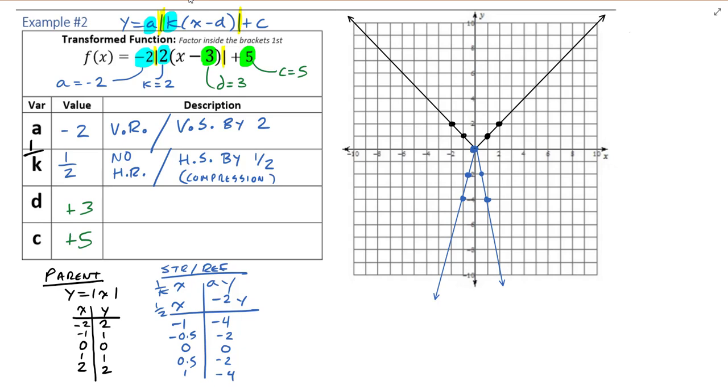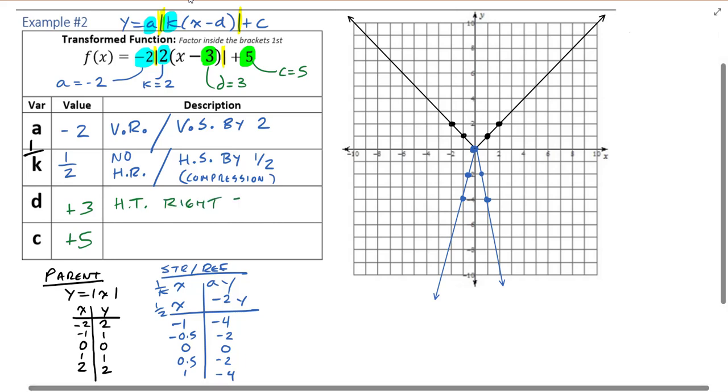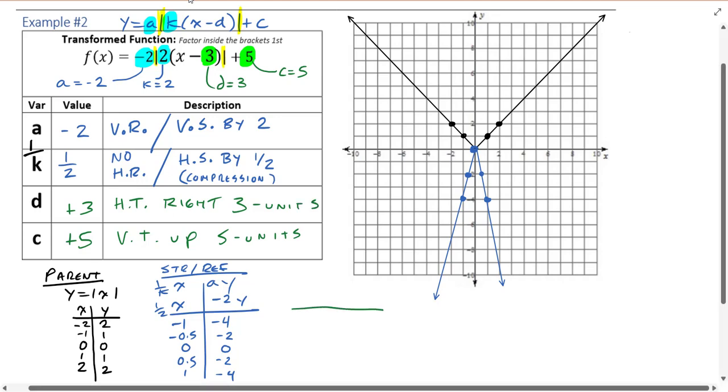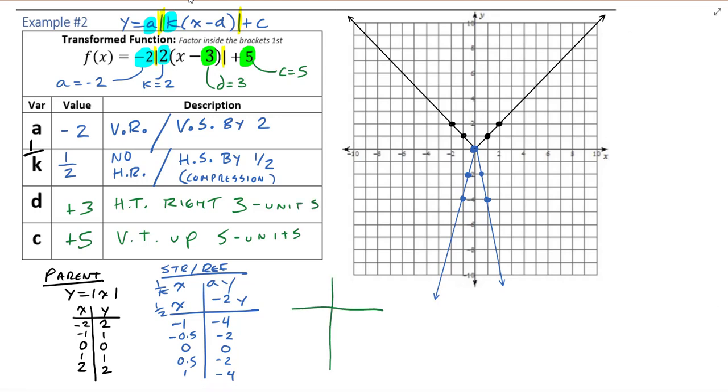Well, the value of D shifts all of our x coordinates to the right or left. So it's positive, so we're going to have a horizontal translation, which means shift or move to the right 3 units over. And this is going to be a vertical translation up 5 units. Okay, so move everything up 5 and to the right 3. So how do we do that? We just take what we did before, right, and we move them. So these will be our translations.